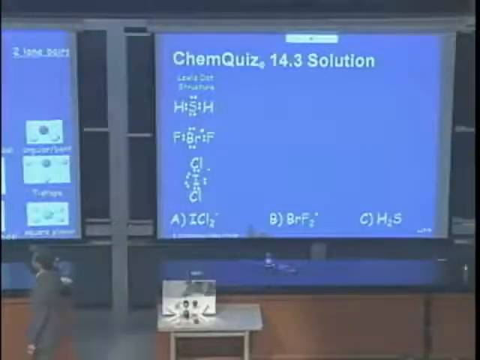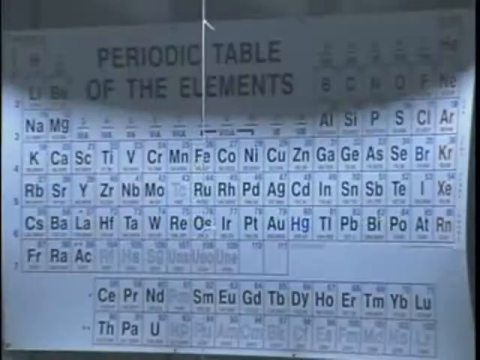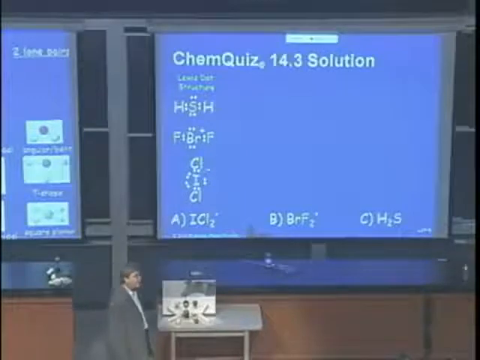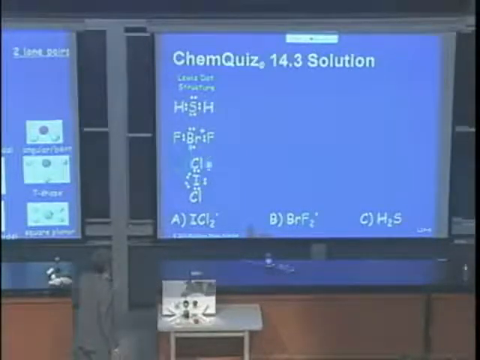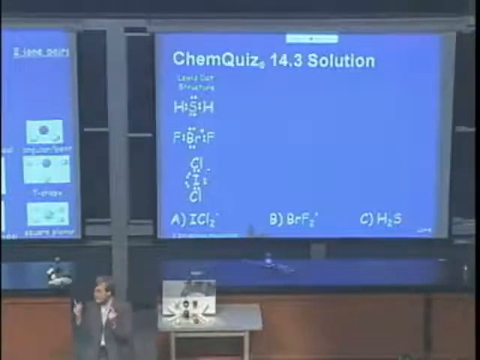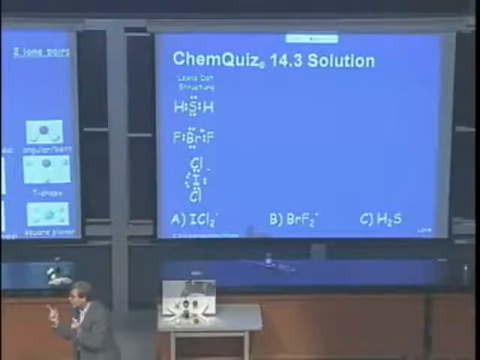You have iodine has 7, and chlorine has 7 valence electrons. So you have 3 times 7 is 21, plus 1 extra is 22. So you've got to arrange these 22 here. So you have 2, 4, 6, 8, 10, 12, 14, 16, 18, 20, 22. You have 3 free electron pairs. 3 electron pairs. So what's the steric number?